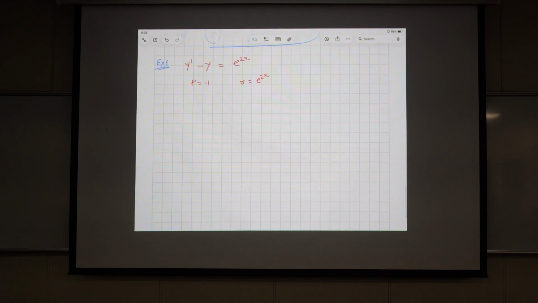So then calculate the mu, the integrating factor. What is the mu? e to the power integral of P dx. Integration of P dx, that means minus 1 dx, which is e to the power minus x.